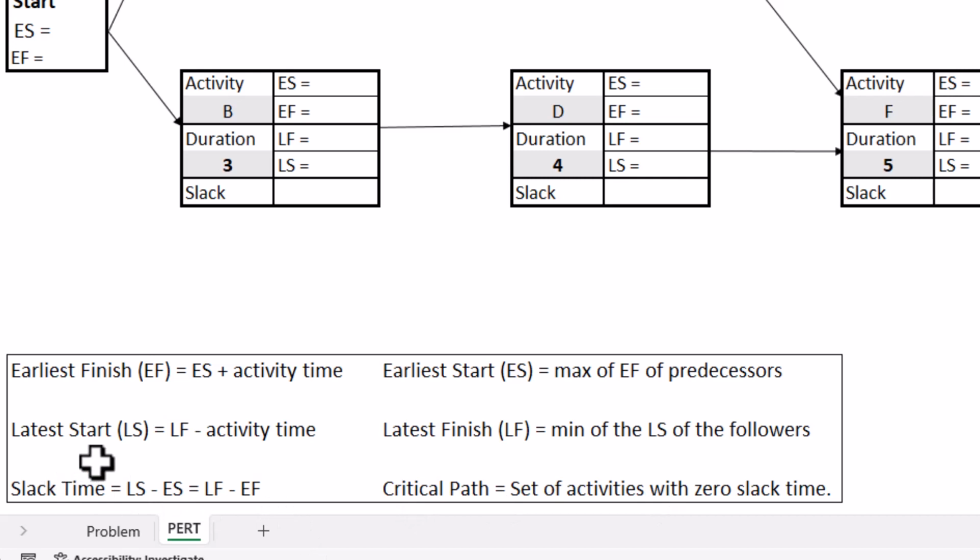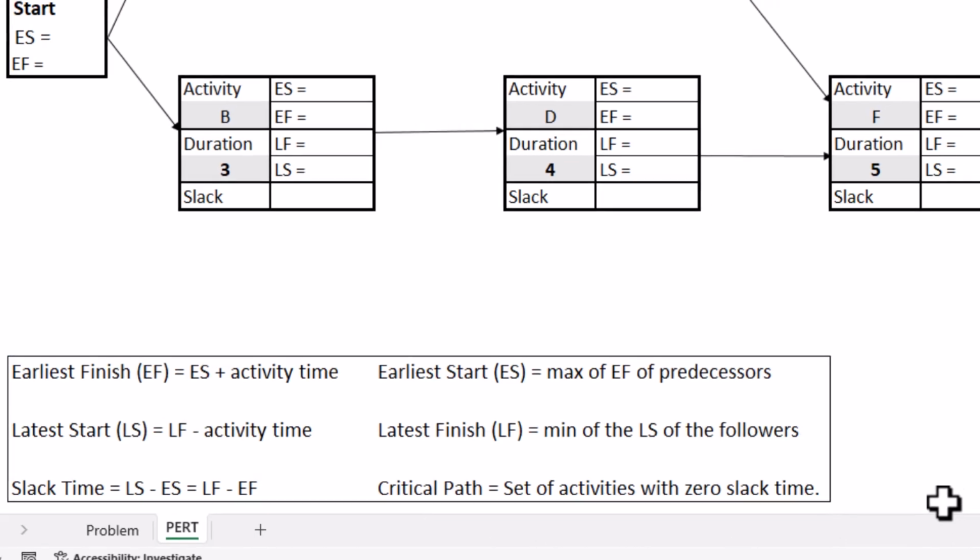Next, latest start time, or LS, which is latest finish time minus activity time. Then latest finish time, or LF, which is the minimum of the latest start time of all of the following activities. The next one is slack time, which is either latest start time minus earliest start time or latest finish time minus earliest finish time. And finally, the critical path. The critical path consists of the set of activities that have zero slack time.